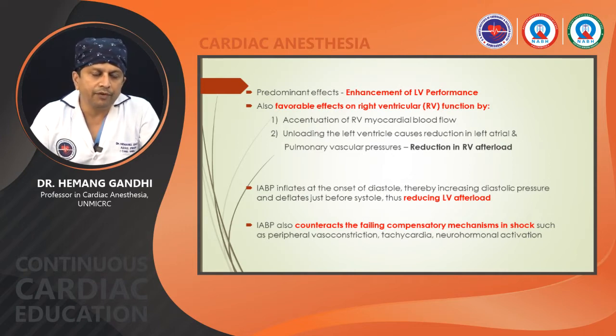So we can also use it for right ventricular dysfunction, specifically when it is associated with left ventricular dysfunction. The IABP inflates at the onset of diastole and thereby increases the diastolic pressure, and deflates just before systole, thus reducing the LV afterload. The IABP also counteracts the failing compensatory mechanisms in shock, such as peripheral vasoconstriction, tachycardia and neurohormonal activation.